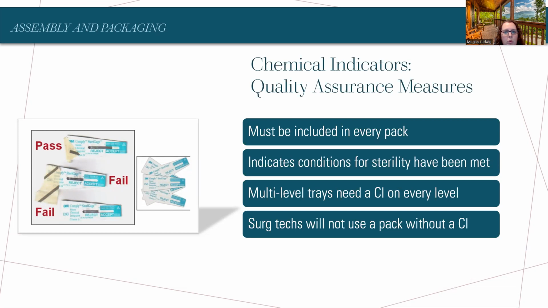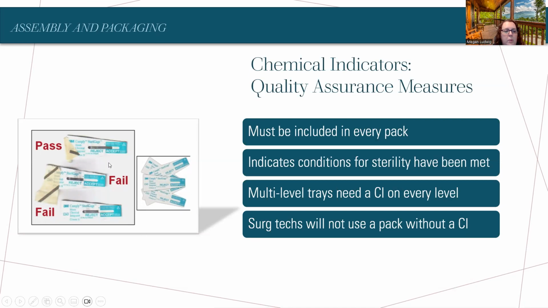You also have to make sure that you include a chemical indicator in every item that is being sterilized. Every tray, every peel pack, everything has to have a chemical indicator. Okay, here's a picture of some of them, and they can vary depending on what your facility uses. I've seen some that are green, black and white are pretty common.